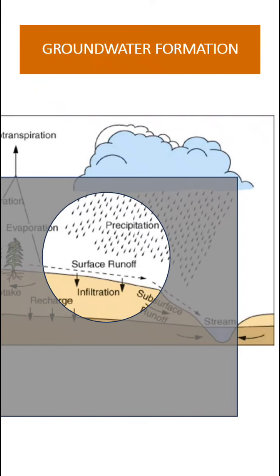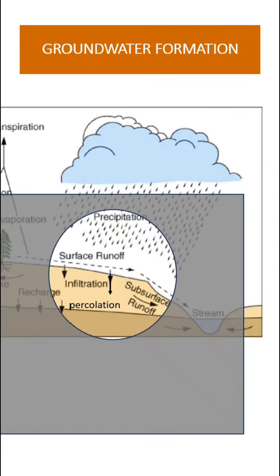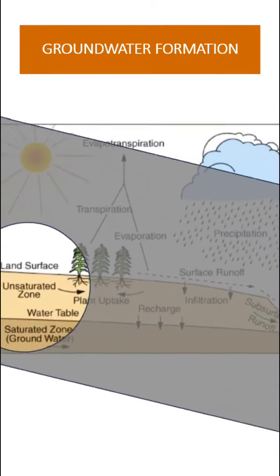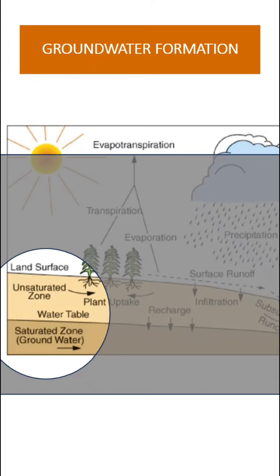Once the water is inside the soil, it begins a slow downward crawl called percolation. It will move downwards until it hits a layer it can't pass through, like solid clay or bedrock. Now the water starts accumulating here. The water then piles up, filling every available gap in the soil and rock above that layer. This filled area is called the saturated zone, and the water in it is what we call groundwater.